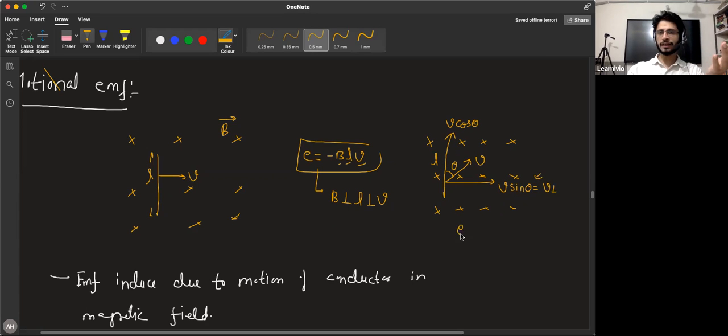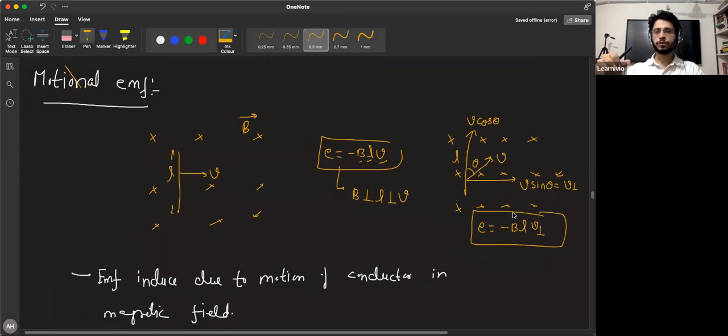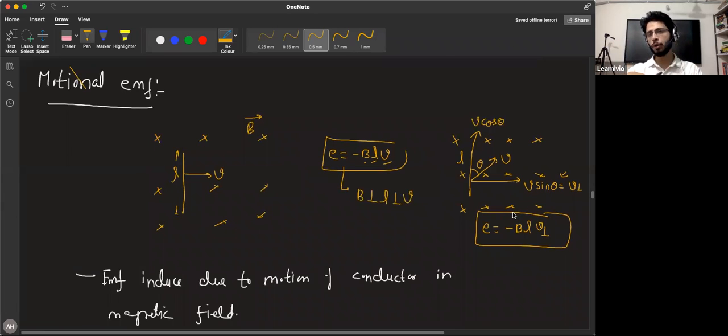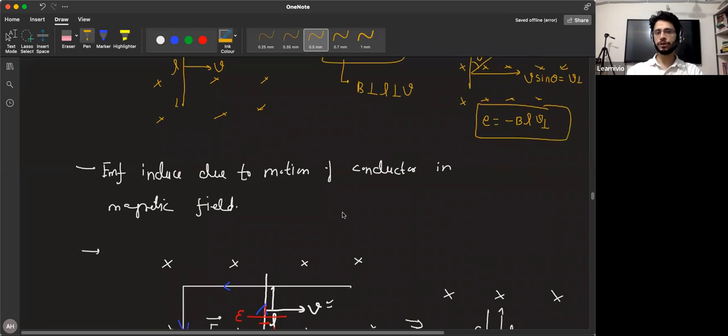So you can say that the EMF induced in the conductor is minus B, the strength of the magnetic field, times length, times the perpendicular component of velocity. So again, B, L, and V perpendicular are mutually perpendicular. In short, the EMF induced in the conductor due to its motion is known as motional EMF. And for motional EMF, these three terms should be perpendicular to each other.